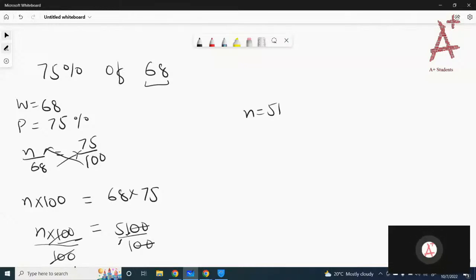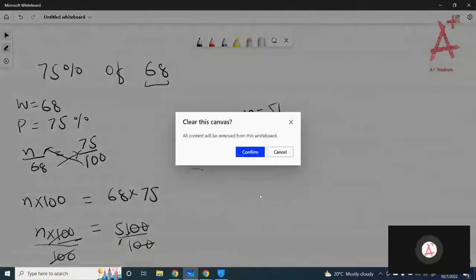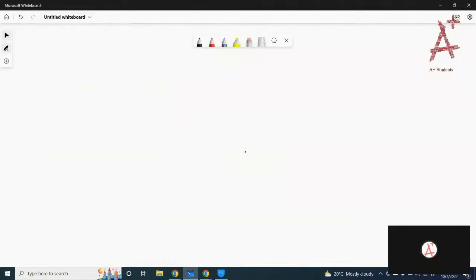So 75% of 68 is 51. Got it? Okay, let's click on the test button and start with the test. The first one on the test is, what is 75% of 32?